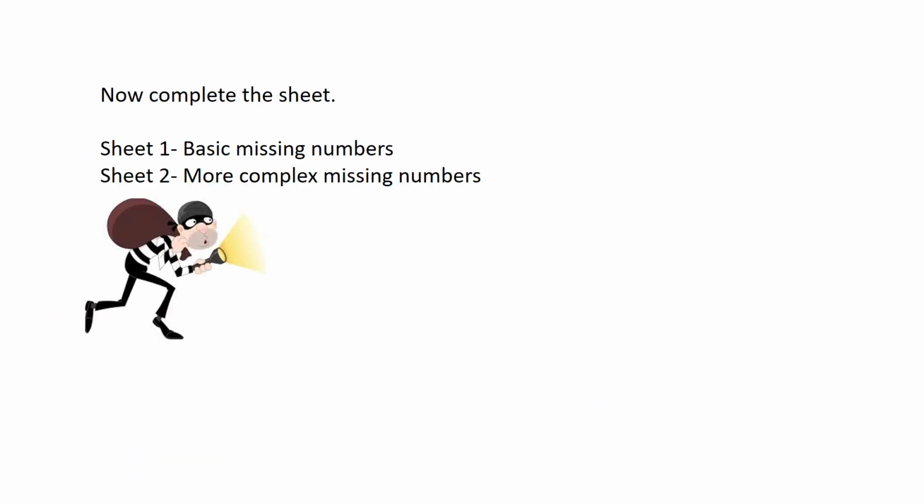So now you need to decide whether you want to do sheet 1, which is basic missing numbers, or sheet 2, which has the more complex missing numbers. Good luck, Year 2.